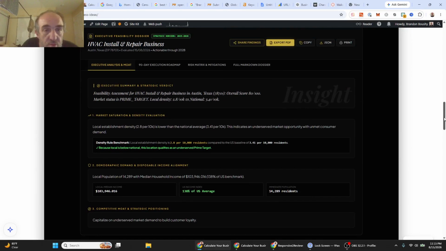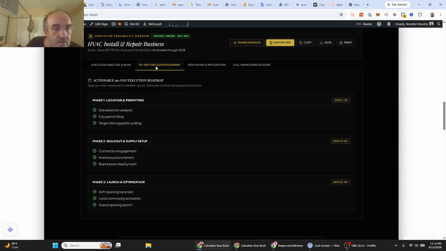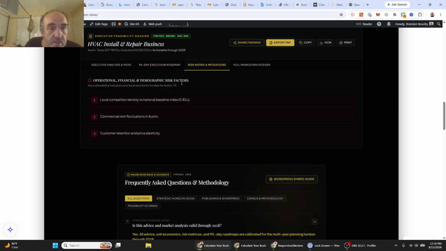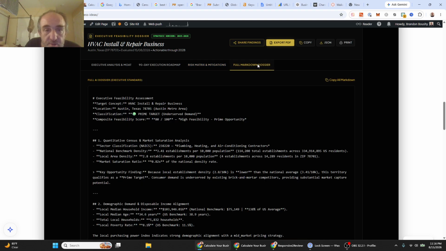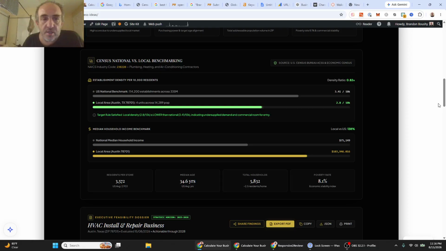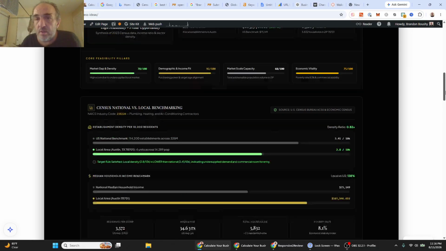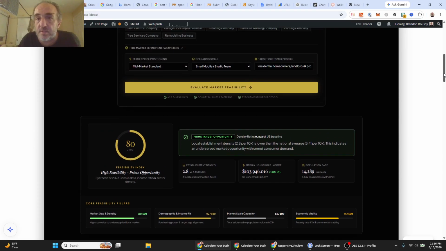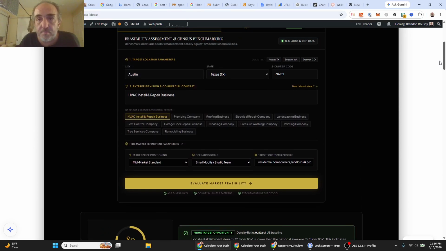And then it shows similar things here. Then the risks are fairly similar, but the risks are lower in Austin, Texas, because it's got more people per business that need service.